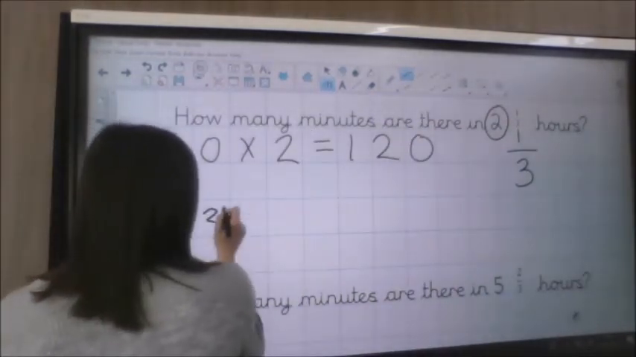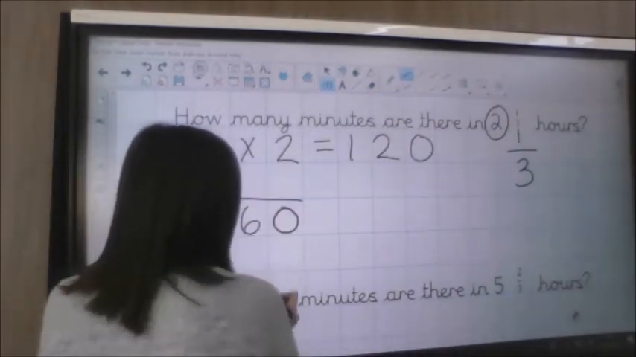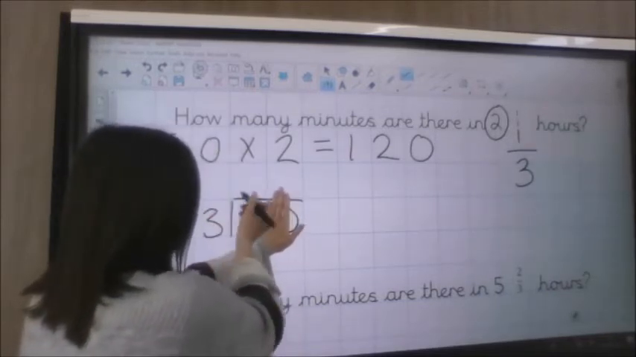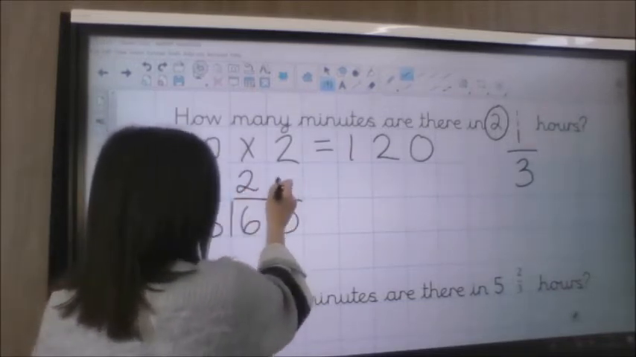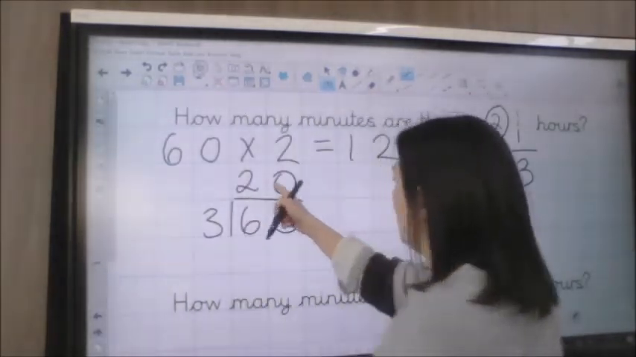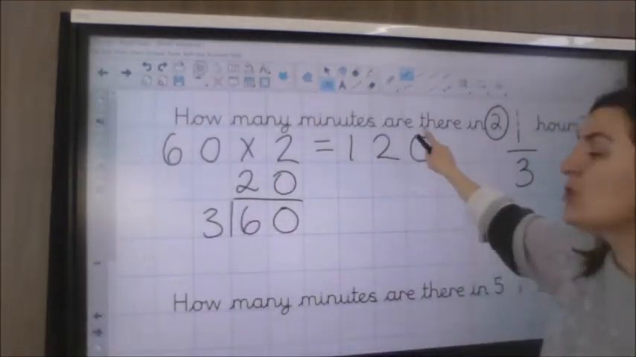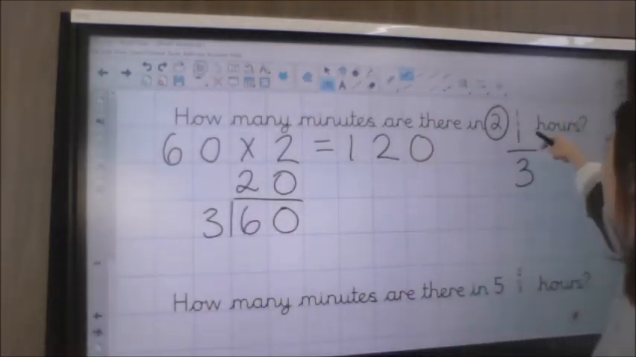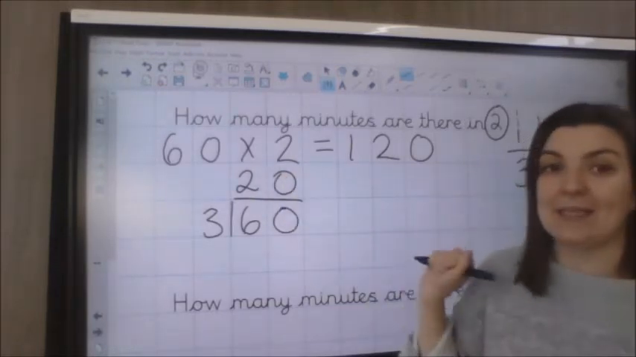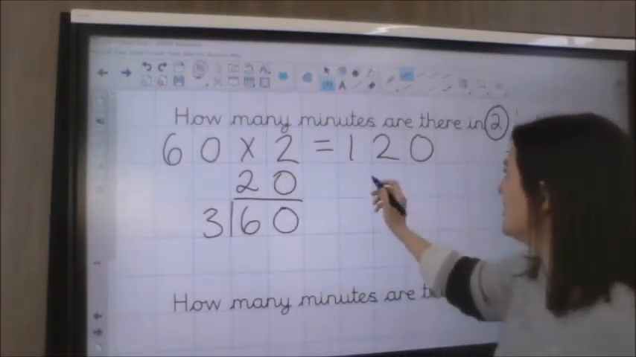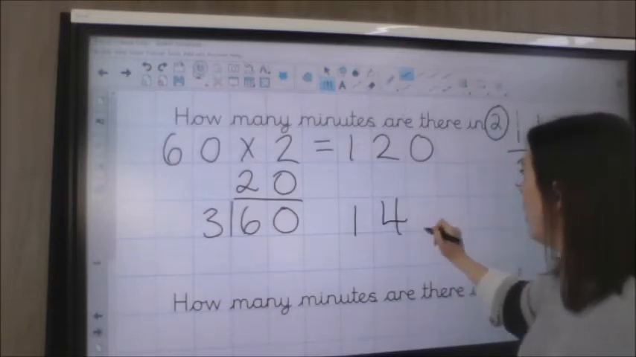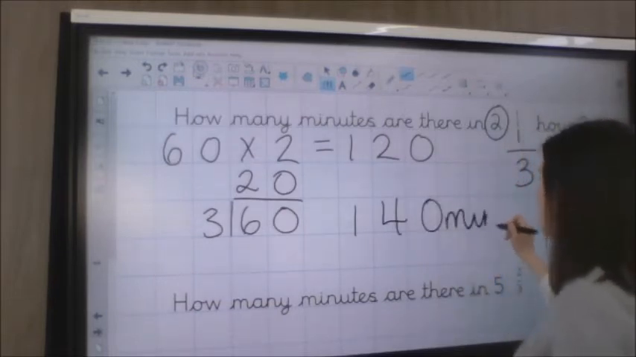So I might do a bus stop if you're not sure, but you could do how many 3's go into 6? That's 2, and then put your 0 back on. So I've got 2 hours is the same as 120. A third is the same as 20. So now I just need to add these two together. So it would be 140 minutes.